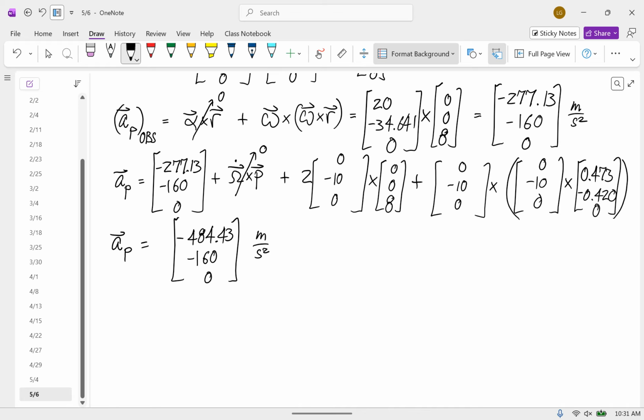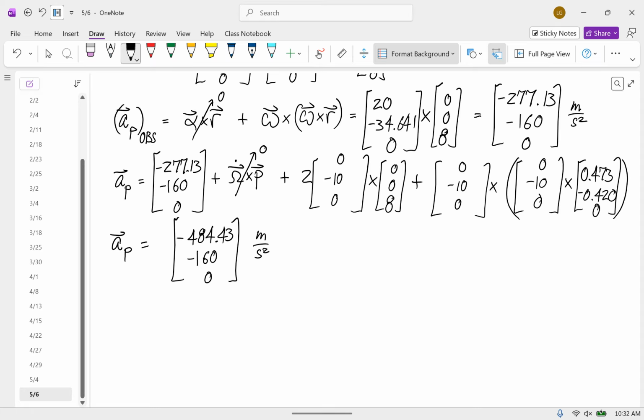Any questions about that? Yeah. Since we had negative numbers, does that mean slowing down or does it mean it's rotating? This is an acceleration vector. So what that means is if you draw your coordinate system, that vector is in the negative x direction, 484, in the negative y direction, 160. So it's just an acceleration vector in that direction.